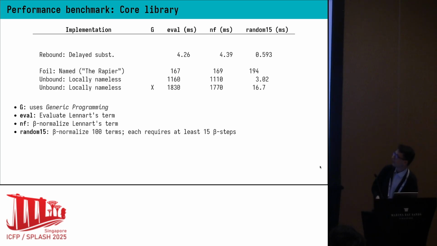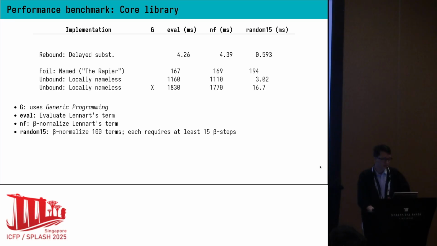The next contender is Foil. That library is based on the idea of the rapier, which is itself used in the GHC compiler. And interestingly enough, this implementation is faster than Unbound on the 2 Leonard benchmarks, but is a fair bit slower on the random 15. But nonetheless, slower than Rebound.